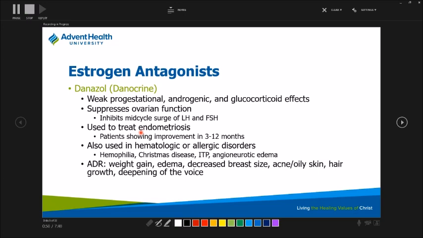So again, it's one of those things where you take the good with the bad. If they have a thromboembolic disorder, you probably wouldn't want to use it, but if they have a pretty poor lipid profile, maybe it's a good option for them. Just depends on the patient. Anyway, some other agents you could potentially use as well.